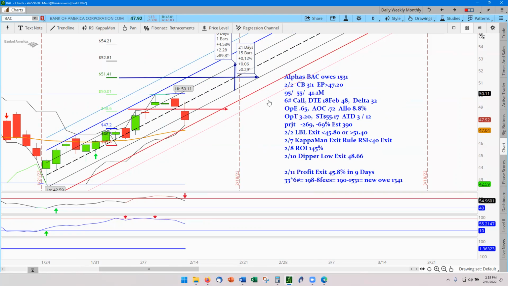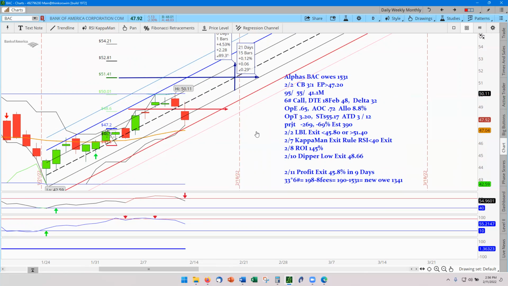So going on to the numbers, this was a CB, channel breakout. A 3-to-1 ratio was our target. We are in; this 95 is stochastics, that's RSI, that's the volume. 6 contracts on a call, date to expiration 18 February, delta 32. This was a low delta.